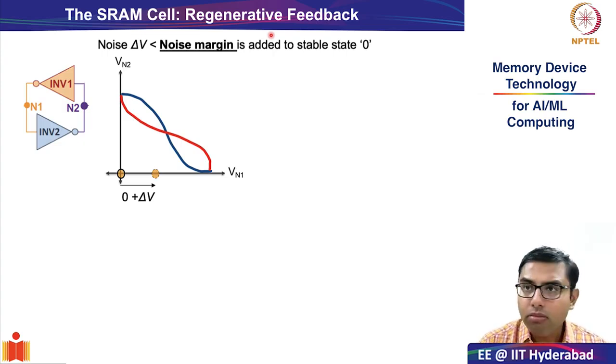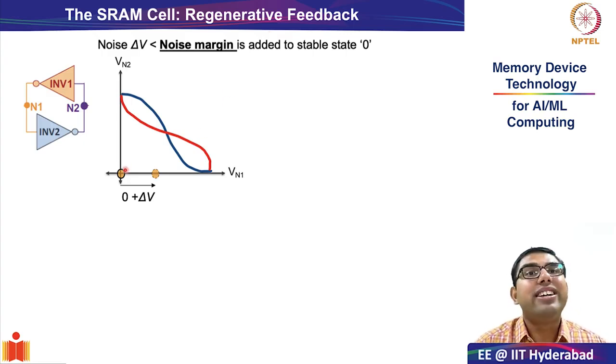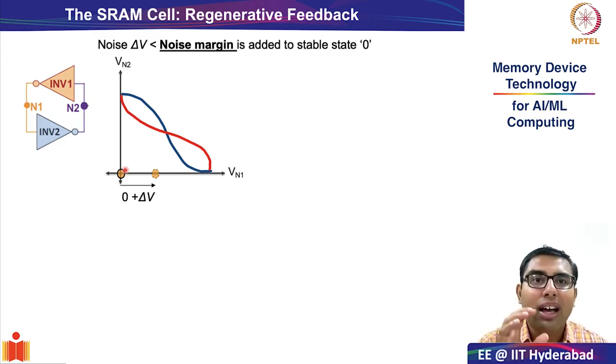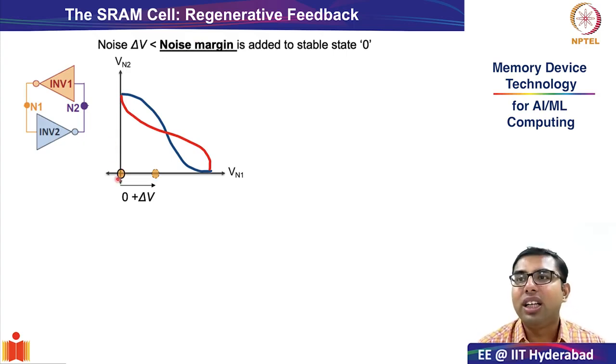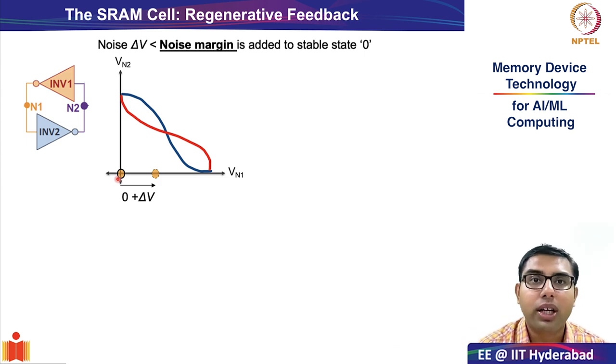state 0. Now, noise margin is a very technical term. In this case, we will say that this is a small disturbance. What is the definition of noise margin? We will see very soon, both qualitatively and quantitatively. But I am just introducing this term, which means that I am applying just enough noise such that the bit does not flip. In this kind of scenario, what happens?